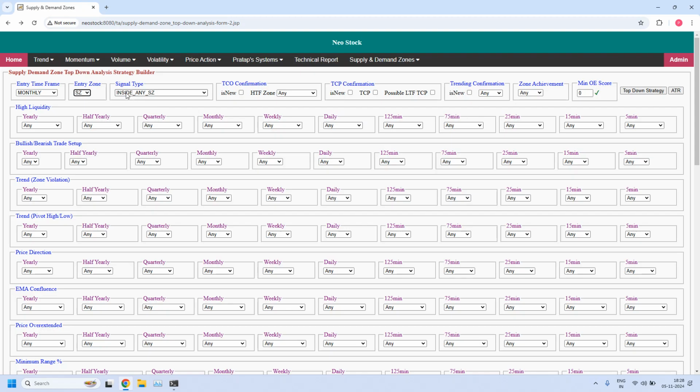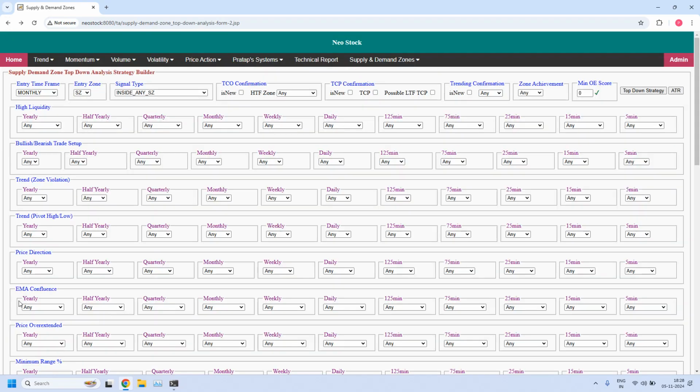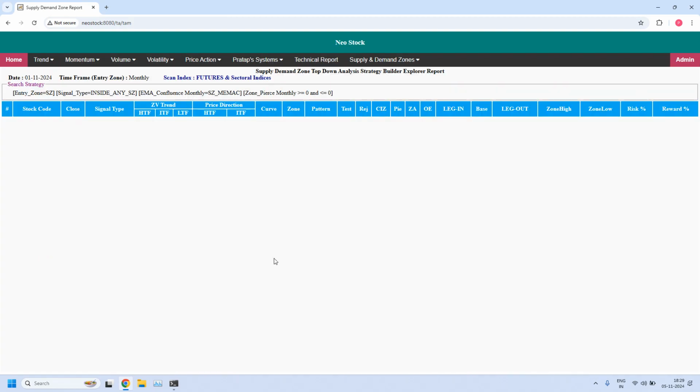We are focusing on price closed inside monthly supply zones. Only 2 stocks are filtered. These are not pierced zones. Do they have EMA Confluence? Let's verify. In the EMA Confluence, monthly time frame, monthly supply zone having monthly EMA Confluence. None of those stocks are having EMA Confluence.